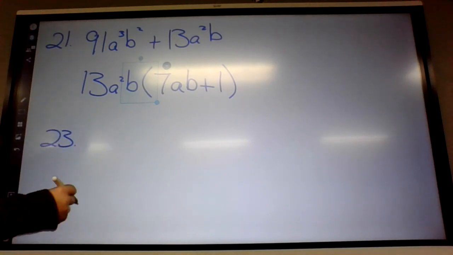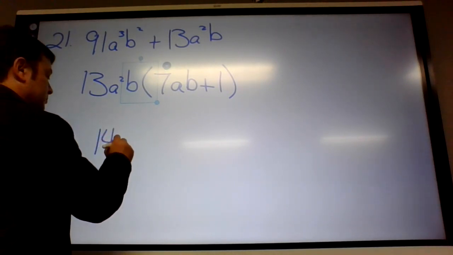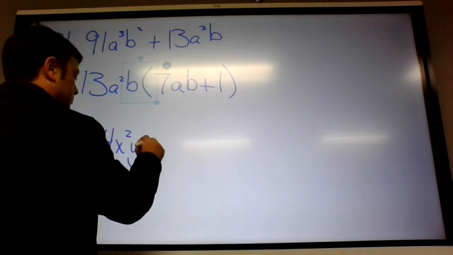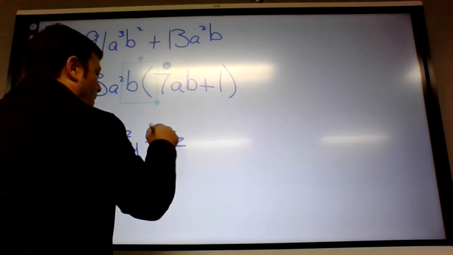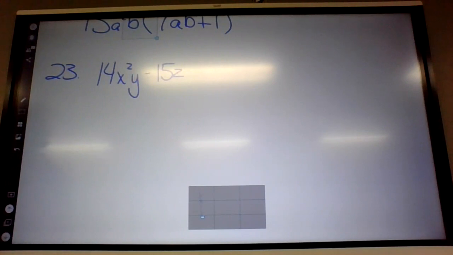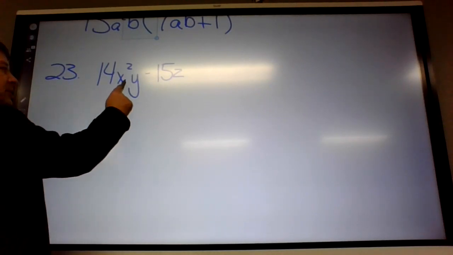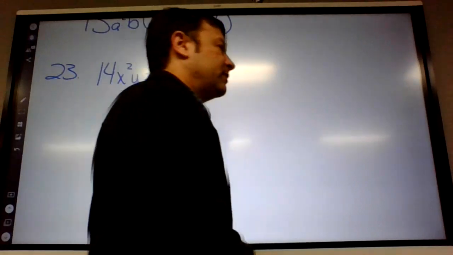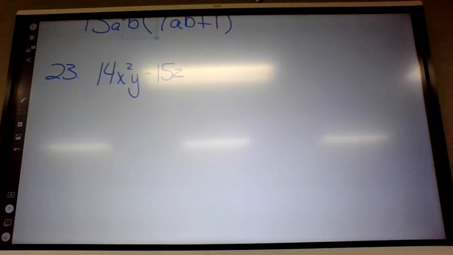14x squared y minus 15z. All right. What goes into 14 and 15? Nothing besides 1. They're relatively prime. How about the letters? What letters go into both of those? Nothing. So this one is another prime. If there's 2 odd primes.